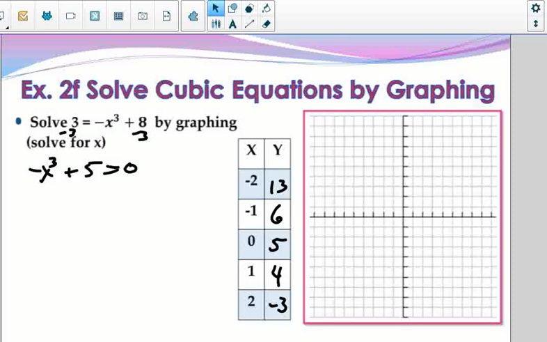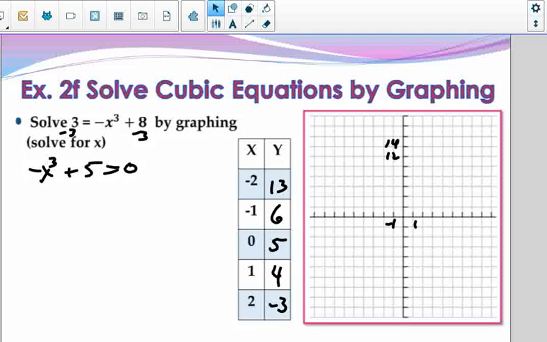Now I have my points here. Now I can graph them. I'm just going to count my 2's again. 2, 4, 6, 8, 10, 12. So this is 12. 14 is here. And then we'll count by 1's going on the x-axis. So this is 1, this is negative 1.